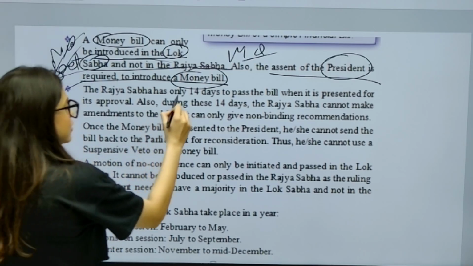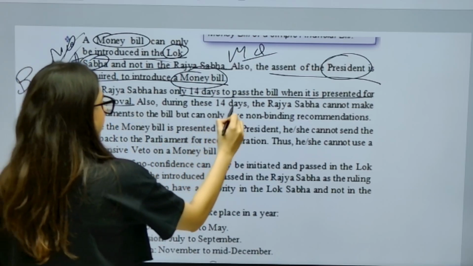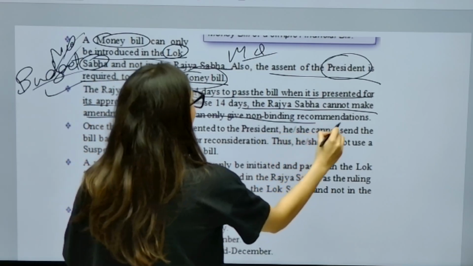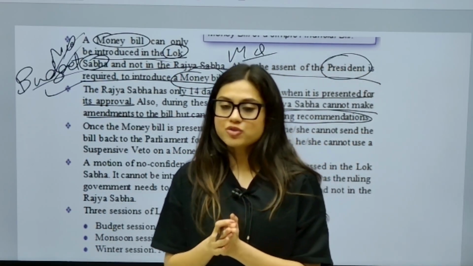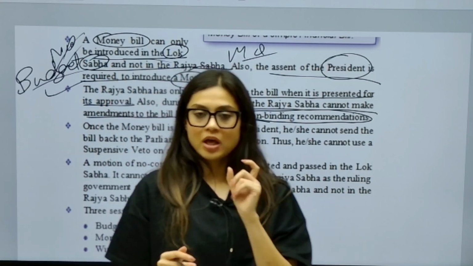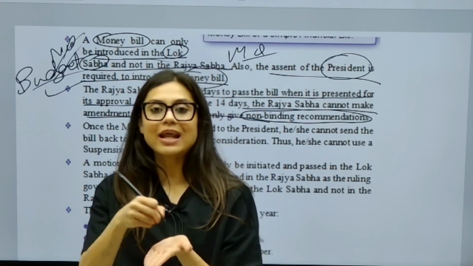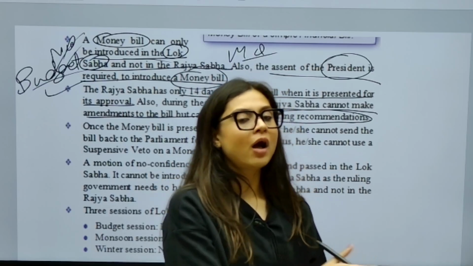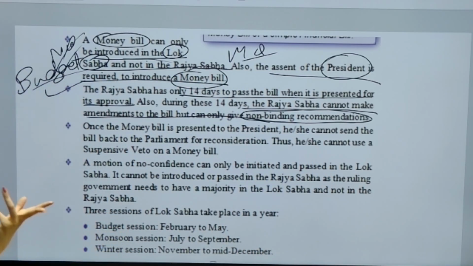Then Rajya Sabha has only 14 days to pass the bill when it is presented for its approval, and during this 14 days Rajya Sabha cannot make amendments to the bill. It can only give non-binding recommendations. So the money bill is introduced in Lok Sabha, discussed and given to Rajya Sabha for further consideration. Rajya Sabha has 2 weeks time in which it can only make recommendations, and these recommendations are not compulsory for Lok Sabha to follow. It may accept it and may not accept it. Totally the discretion of Lok Sabha.